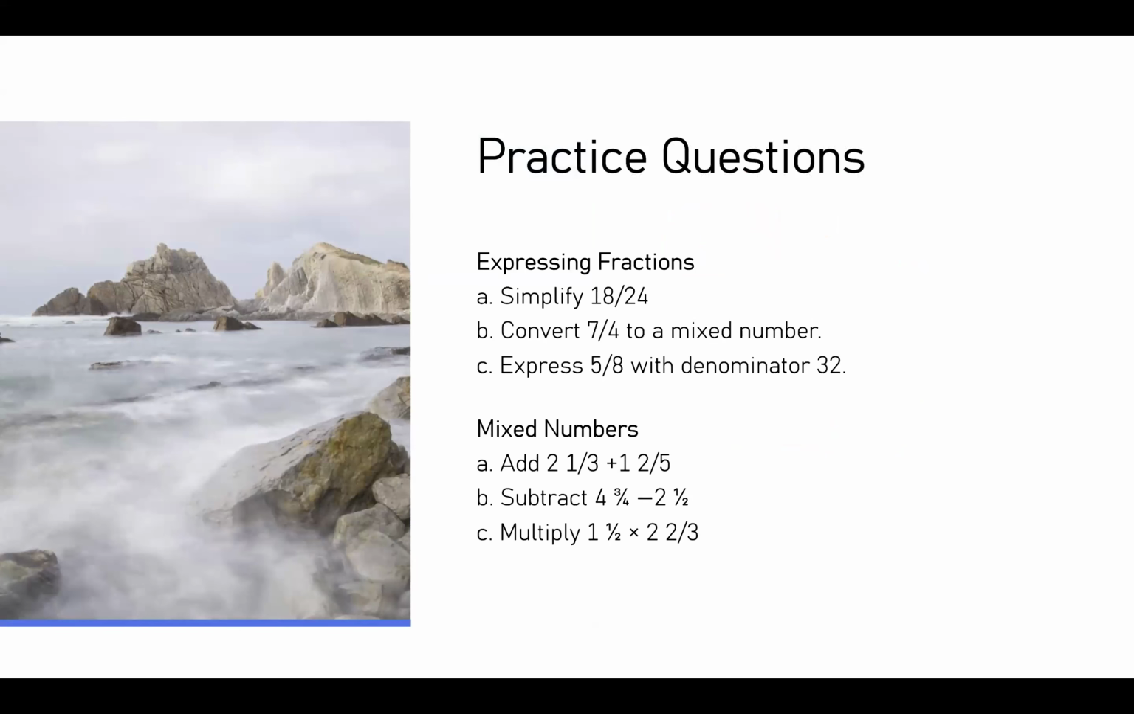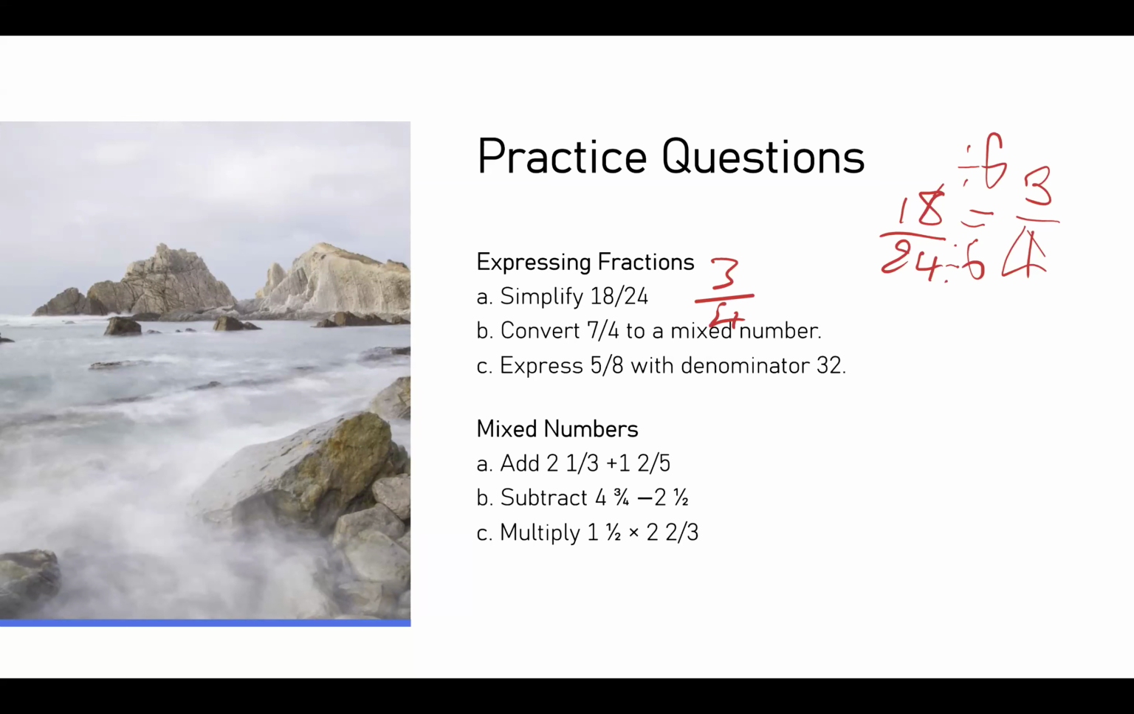Simplify 18 over 24. To find the highest common factor, we know that 6 goes into 18 and 24. So if we divide both by 6, it equals 3 over 4. So 3 quarters. All we did was divide by 6 to get 3 quarters. So the answer would be 3 quarters.